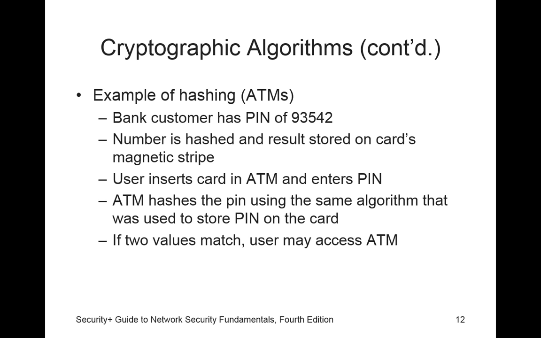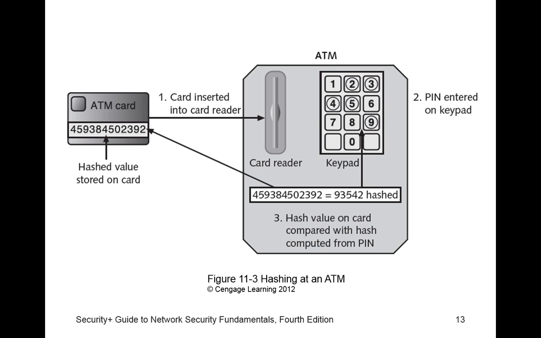Example of hashing. Customer has a bank PIN of 93542. The number is hashed, stored in the server, and is also stored on the card's magnetic strip. User inserts the card into the ATM, puts in a PIN. If that PIN's hash matches the one that's on that card and in the server, he gets authenticated. If it does not, he will not. And simple right there. Does it match? Yes. Okay.